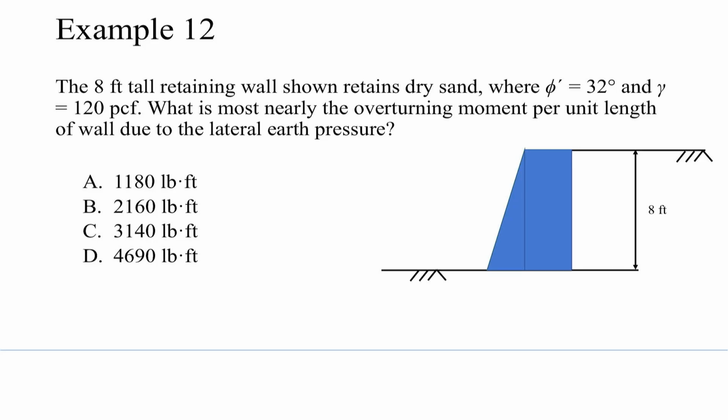We have an 8 feet retaining wall, and we have the friction angle and the gamma value of the dry sand that the retaining wall is retaining, and it asks for the overturning moment per unit length of the wall due to the lateral earth pressure. So first of all, the first step we're going to do is determine whether we should use the active lateral pressure or the passive earth pressure, right?